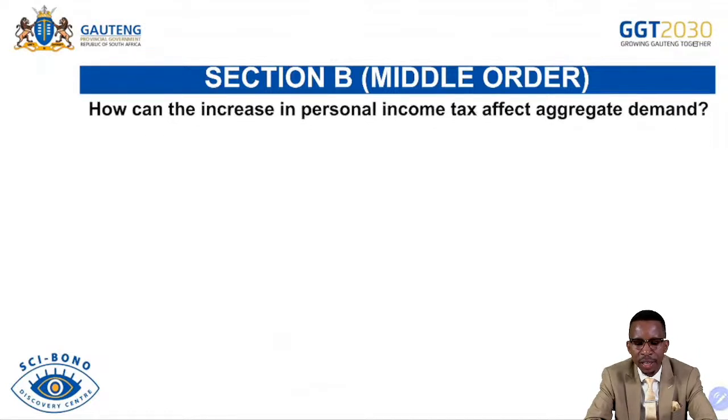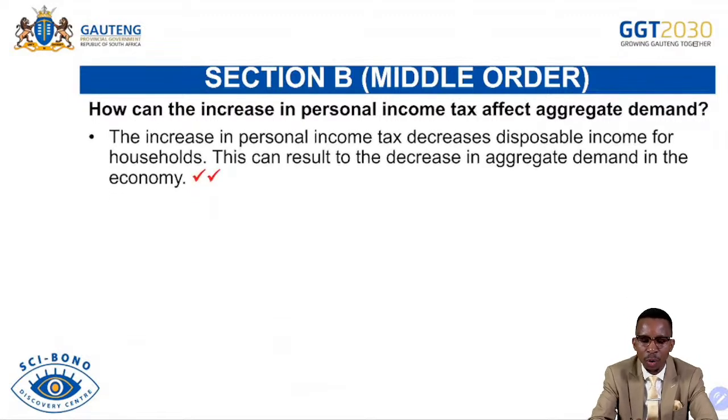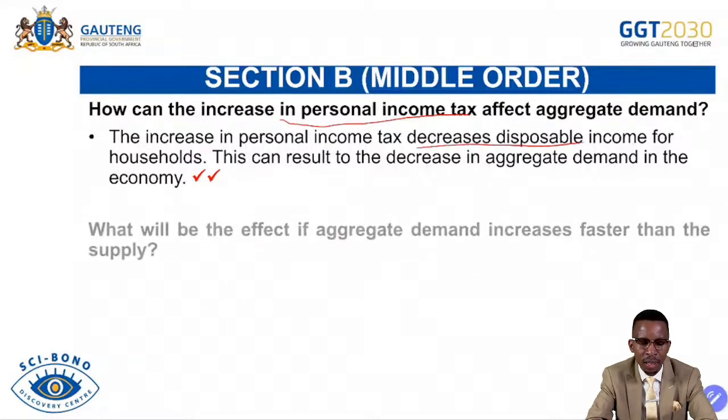How can the increase in the personal income tax affect the aggregate demand? So now we are talking about if ever there's high tax imposed on employed people, how will that affect the demand? We know that it always affects disposable income. As income tax increases, there will be a decrease in disposable income, also resulting to the decrease in aggregate demand for goods and services.